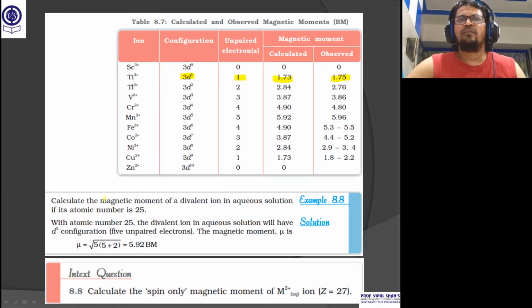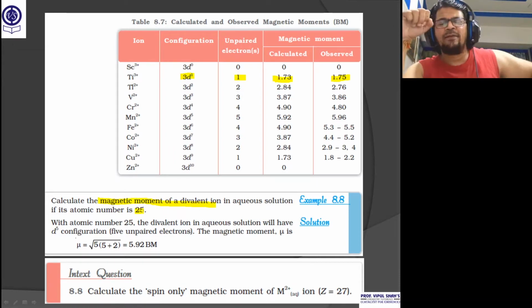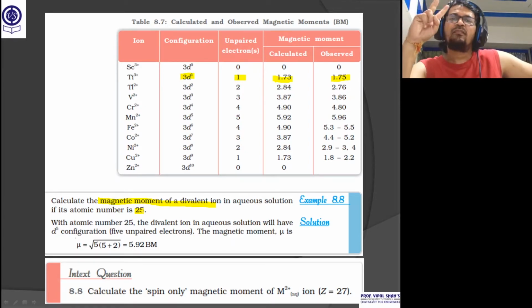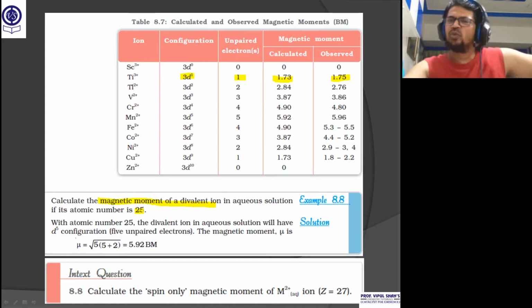Now look at that. Magnetic moment of a divalent ion, that's the word to catch, whose atomic number is 25. Now everybody, 25 is what? Mn. 25, argon 4s2 3d5. Divalent means it loses 2 electrons, so d5. So in the d orbitals, we have 5 orbitals in the d subshell, so all 5 as per Hund's rule will be in the same spin.